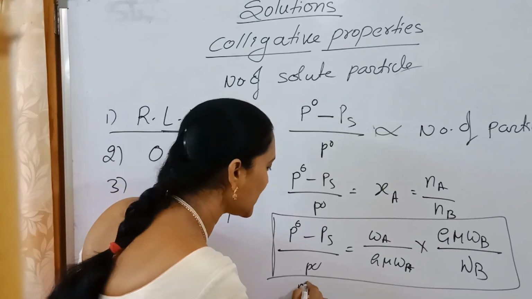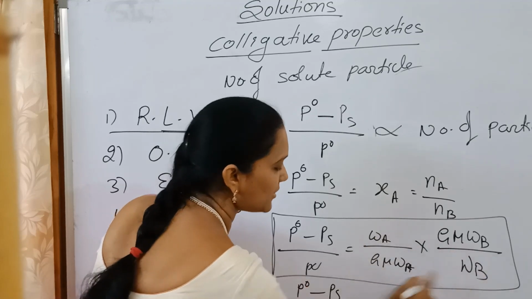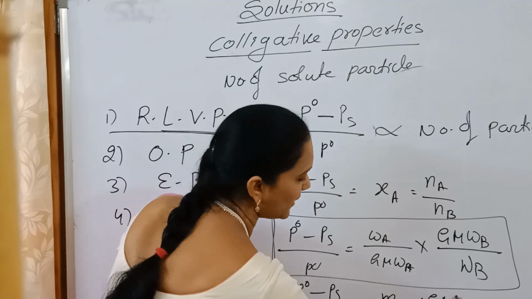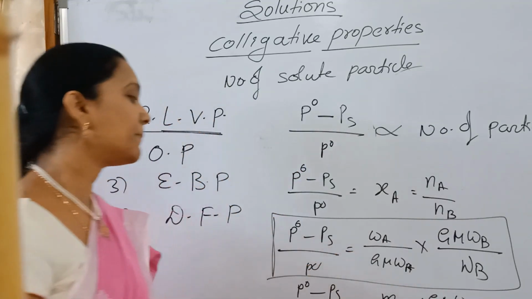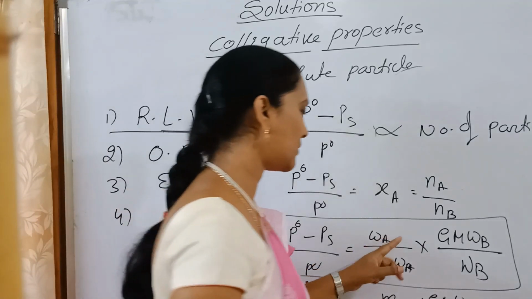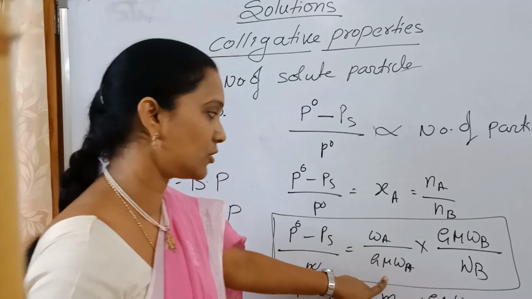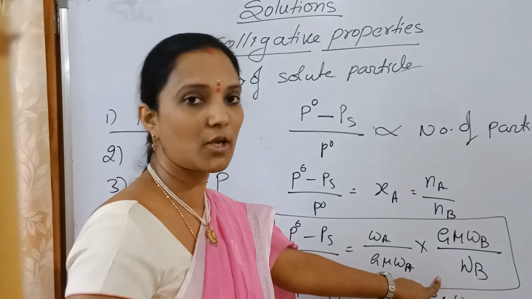And we learned the molality relation also. What is that molality relation? P naught minus Ps by P naught is equal to, instead of this, we substitute molality by 1000, into gram molecular mass of solvent. Okay. So now come to this formula: P naught minus Ps by P naught is equal to Wa, the mass of solute by gram molecular mass of solute, into gram molecular mass of solvent by mass of solvent.